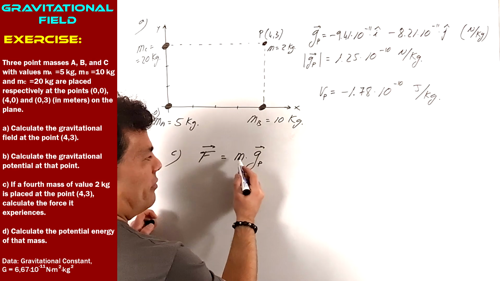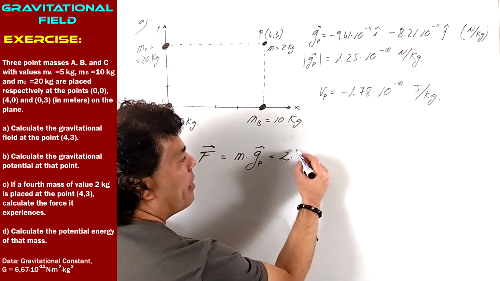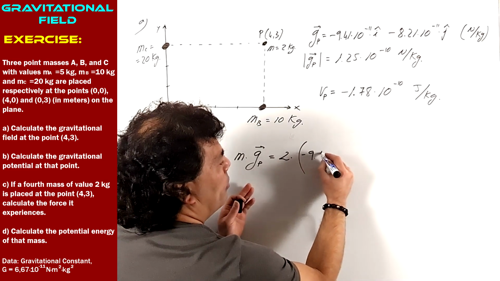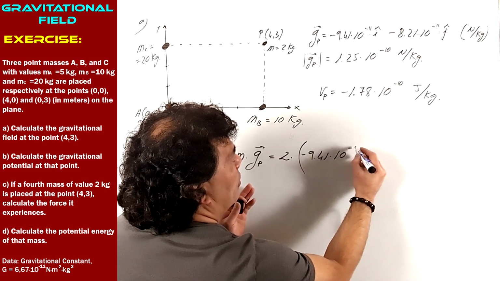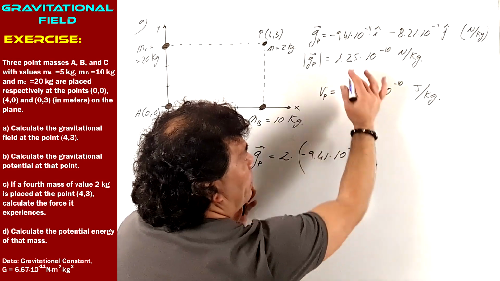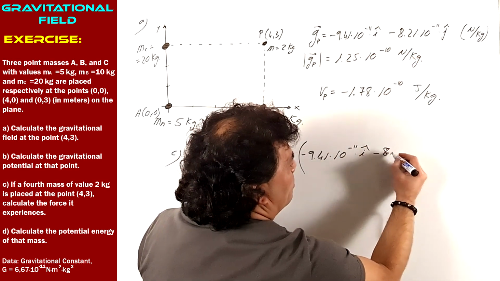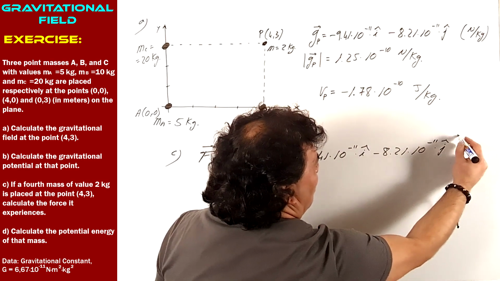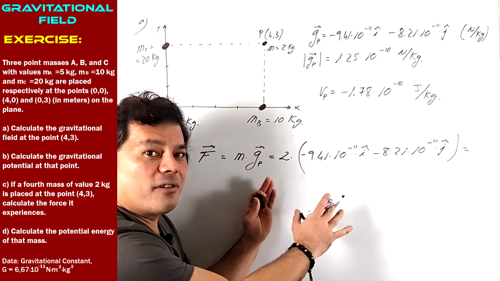And here you have it, 2 kilograms multiplying the gravitational field vector, negative 9.41 times 10 to the negative 11 I minus 8.21 times 10 to the negative 11 J. And we will obtain the result.